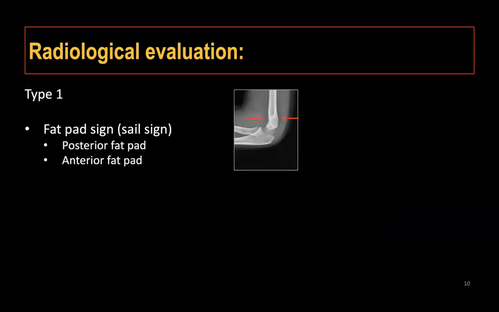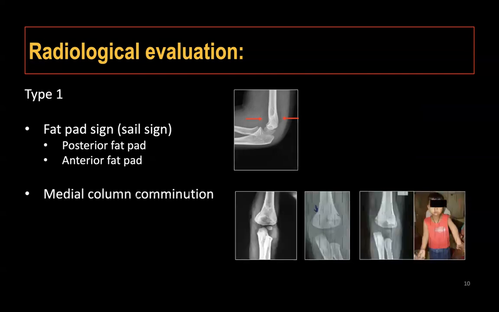Next, coming to radiological evaluation. In type 1 fractures, many times the fracture line is not seen on day 1 radiographs. And here you have to rely on the fat pad sign. The presence of a posterior and anterior fat pad sign indicates an intra-articular hematoma, which in turn is a surrogate sign for a type 1 fracture.